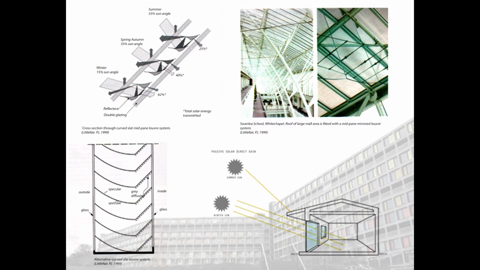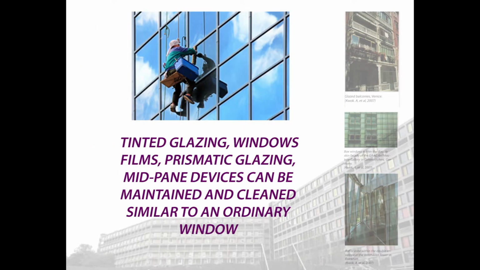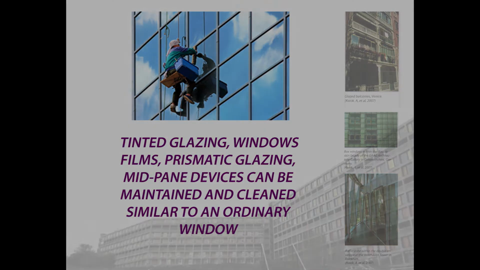However, movable louvers inside the glazing are also available to increase flexibility, in which controls are powered by magnetic linkages. In double-skin buildings, these are installed in an independently ventilated cavity. Similar to tinted windows and window films, mid-pane devices are very easily cleaned and maintained, just like an ordinary window.